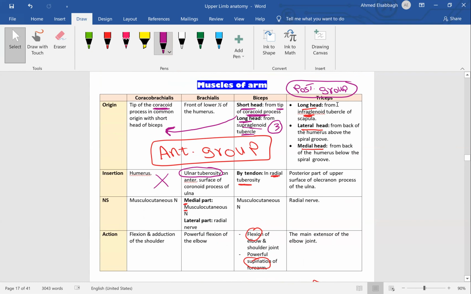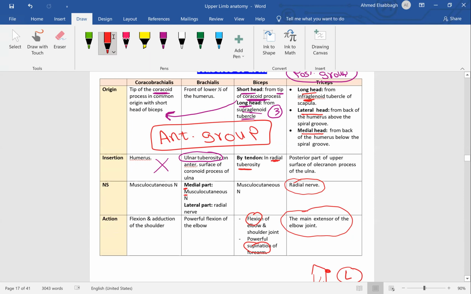What is the nerve supply of triceps? Triceps is supplied by the radial nerve. Very, very important. The nerve supply of triceps is the radial nerve, and it is the main extensor of the elbow joint. So the posterior compartment causes extension, and the anterior compartment causes flexion of the elbow. So this table is very important, and just know what I have highlighted.